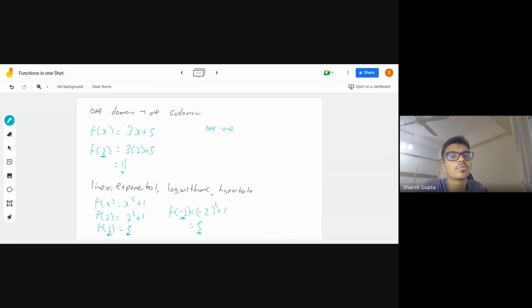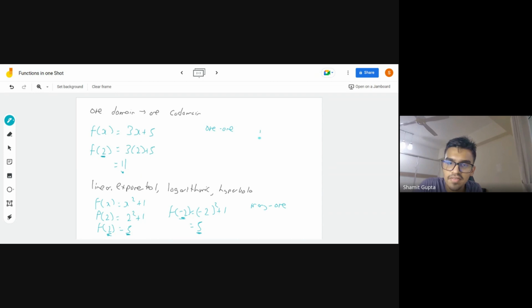So that's called many-to-one. Many different domains. I know it's only 2, but 2 is still more than 1. More than 1 is still many. So many different numbers can give me 1 codomain. Okay. Quadratics are the best example of this.